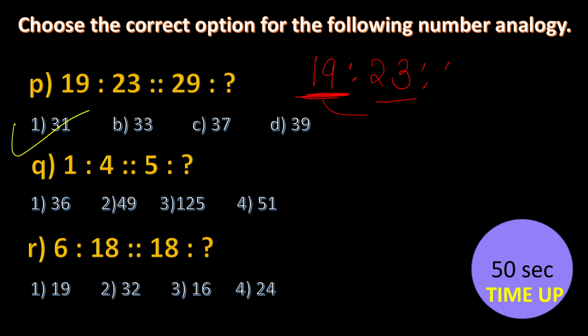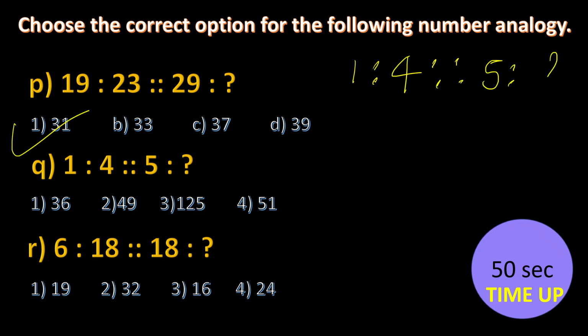Okay, next one is 1 is to 4. Okay, students, 5 is to what? So from 1, what I have to do to get 4? And if you see in the option, all squares are given. Only 51 is not a square. All squares and cubes are given. Okay, so we'll use the logic of square.